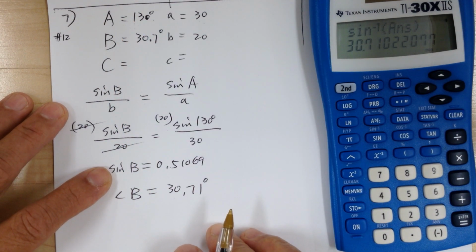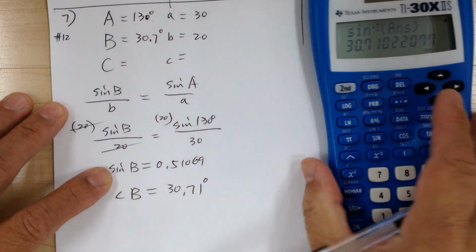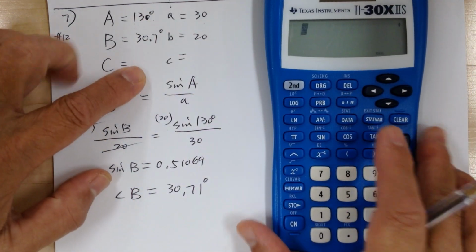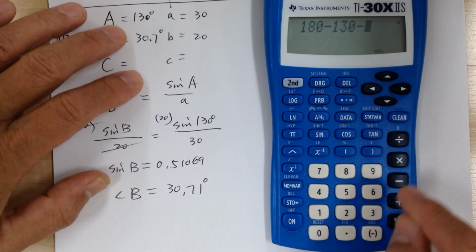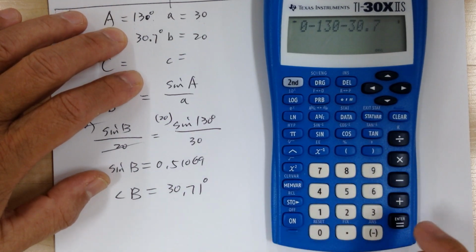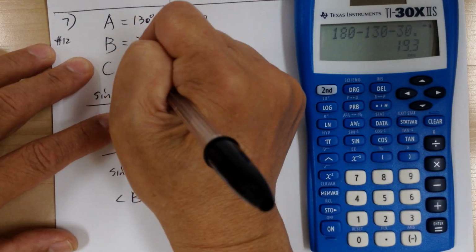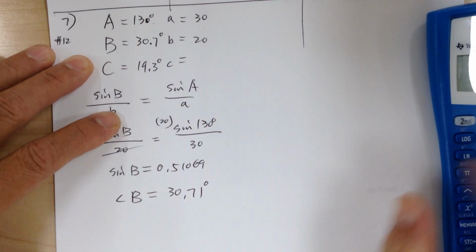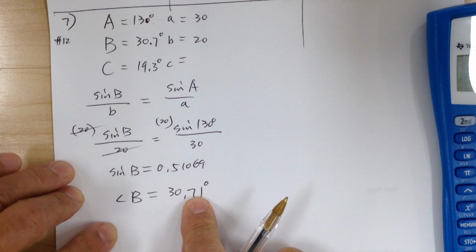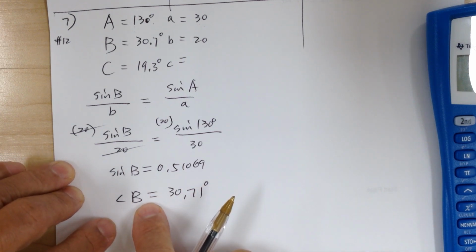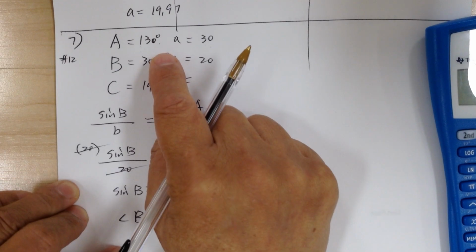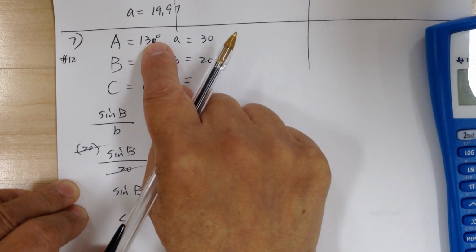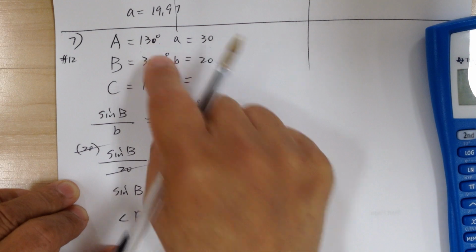Okay. Now once you find these two angles, you can get your calculator and find angle C by using 180 minus 130 minus 30.7 equal 19.3 degrees. Again, you don't have to get the second possibility because this is not the largest angle. You know that for sure, because only the biggest angle can be greater than 90, so you know that this is the largest angle.